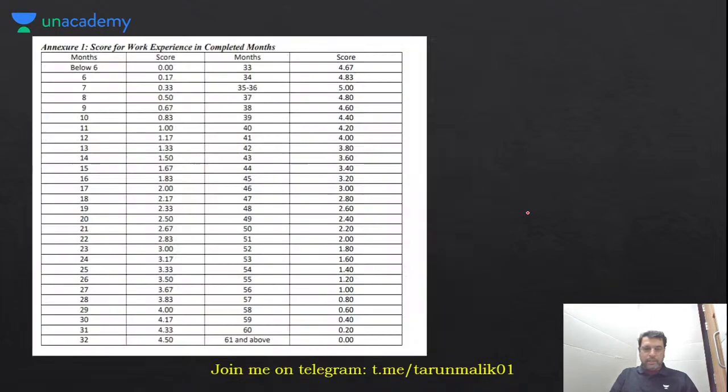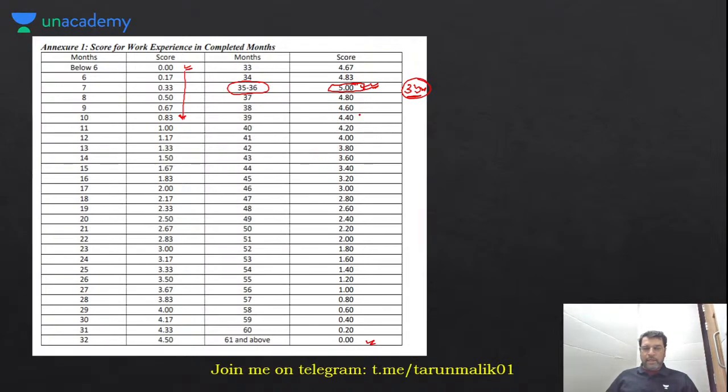Okay, and this is the score according to your experience. You can observe that below 6 months you have a score of 0. Also above 5 years of experience you have a score of 0. So it keeps increasing as compared to the months. You can see the highest is 5 when you have 35 to 36 months of experience, that is 3 years. Whoever has 3 years of experience will get the maximum score on that. If you have less or more than that, you can calculate your score based on this.